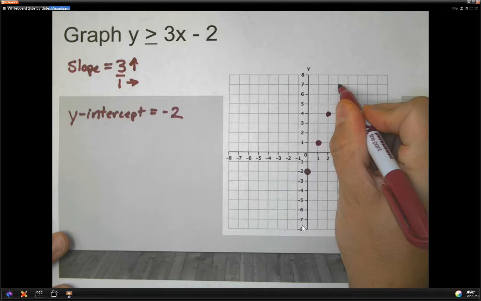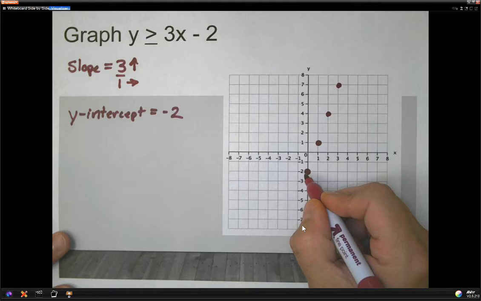Now remember, you can do the complete opposite, okay? So instead of going up and to the right, I can go down and to the left.